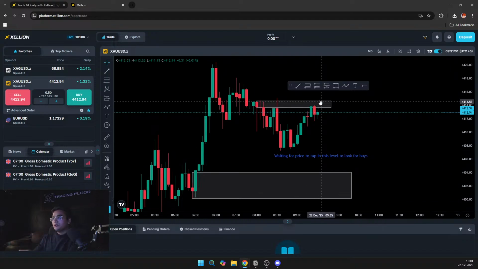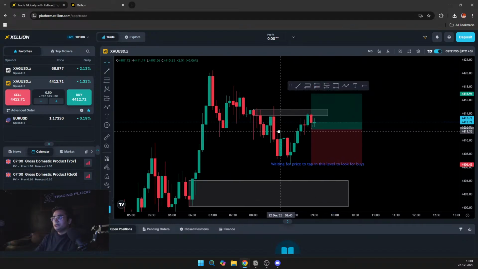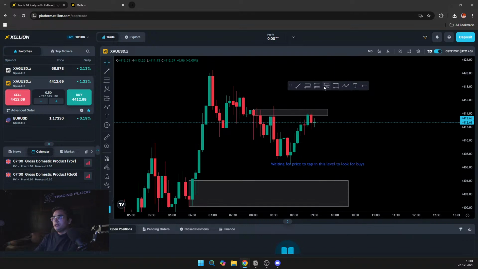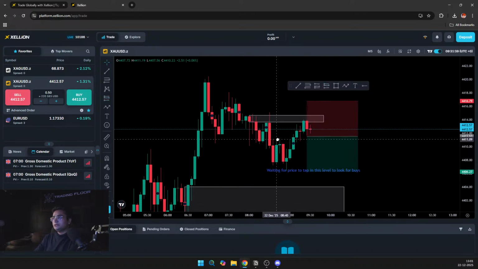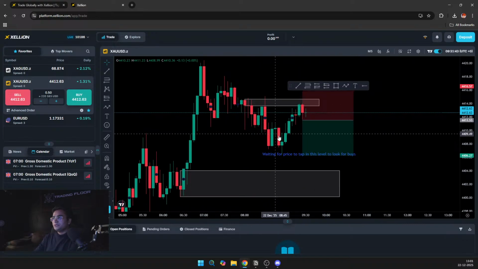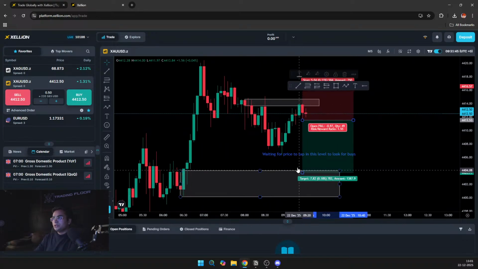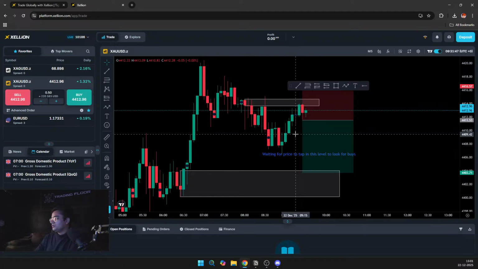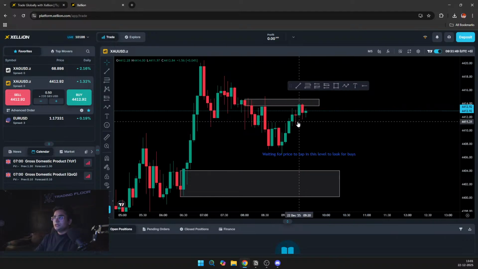If I take any sells here, it's going to be a risky one. That's why I'm going to put SL here around 50 pips and target the lows we have here. That will be the one. But it's still a risky one because we are in a huge bullish trend. Okay.